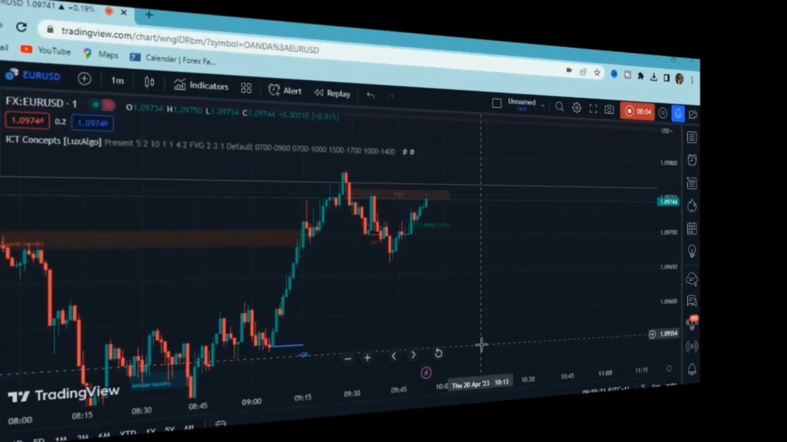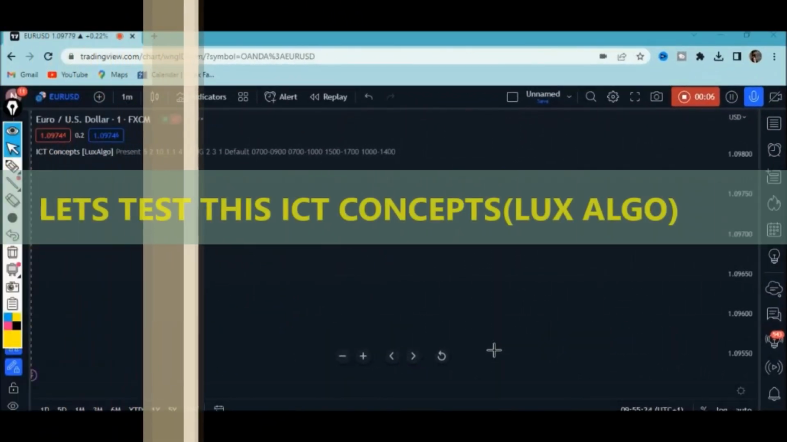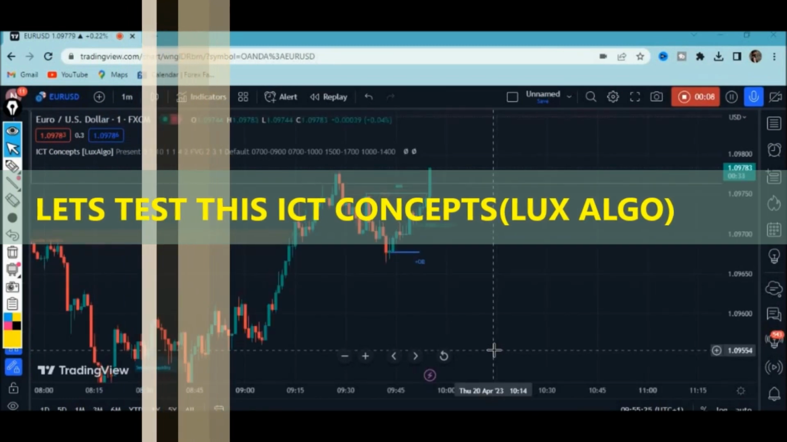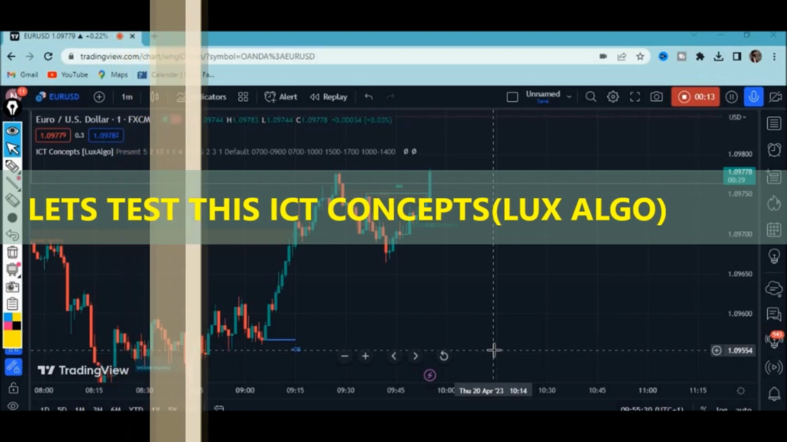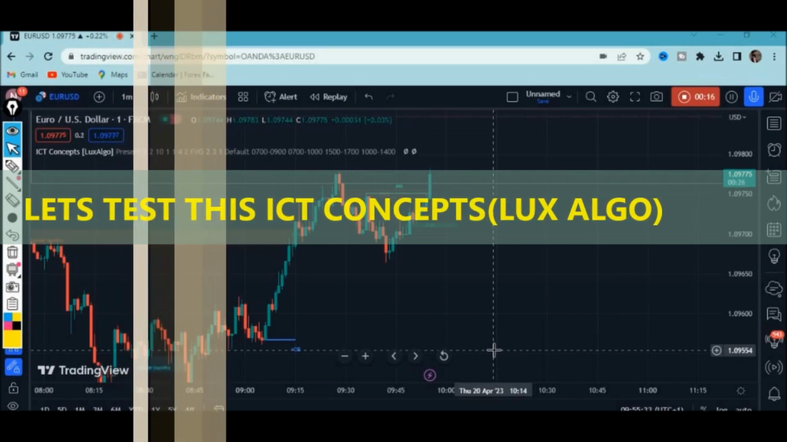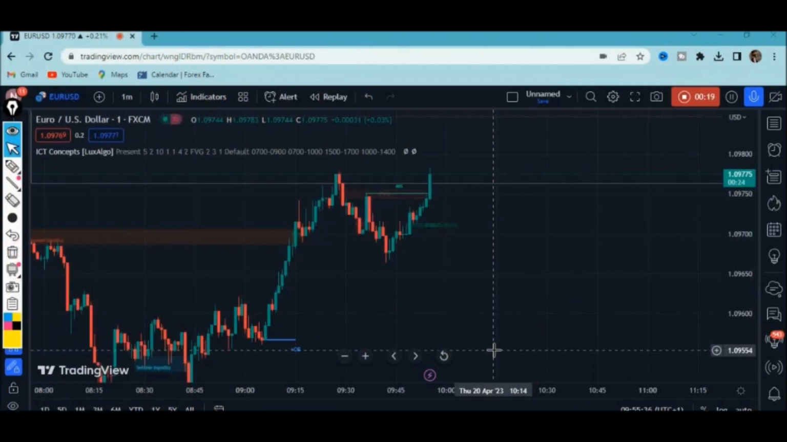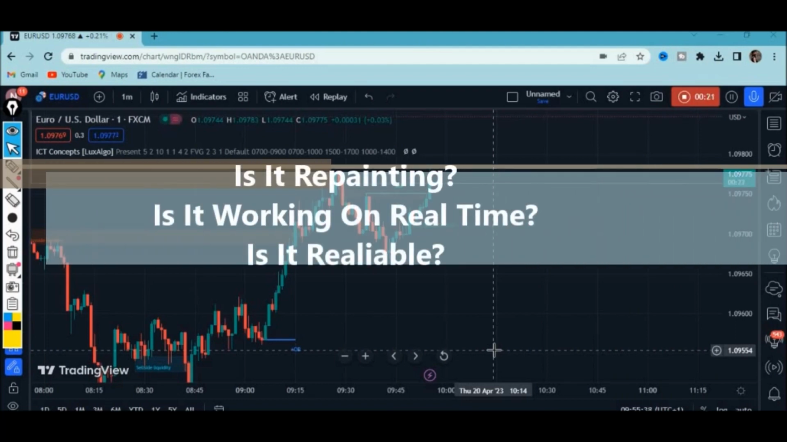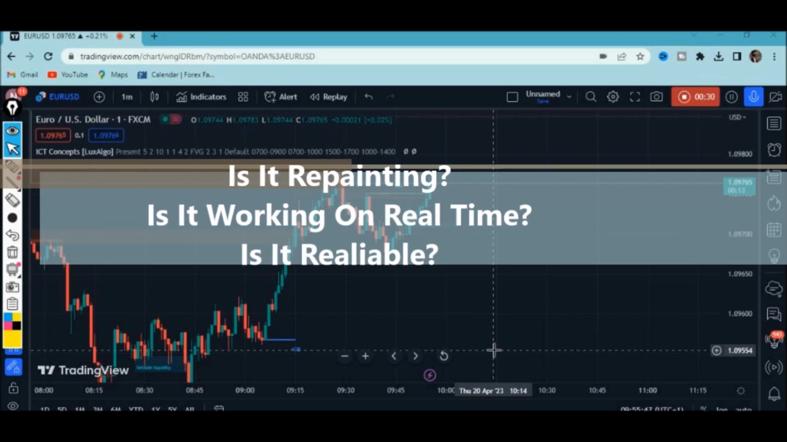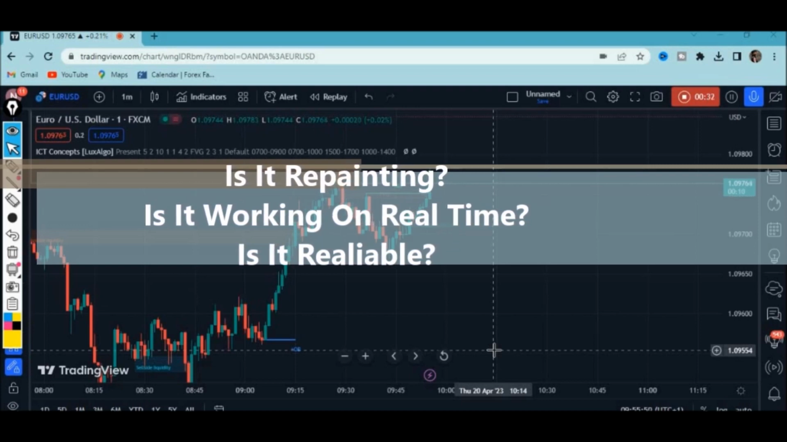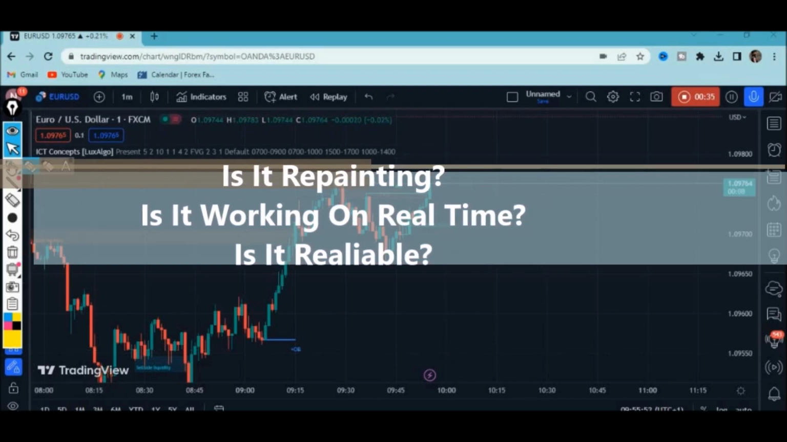How good is this ICT concept by Lux Algo? Definitely, when we are using this indicator, we need an indicator that is working in real time. Number two, we need an indicator that is not repainting. And number three, we need an indicator that is reliable, okay, for us to be profitable. Because all we do as traders is wait to see an indicator that is more reliable so that we can execute our trades. So basically in this video, we're just going to see how this indicator is behaving on live market.